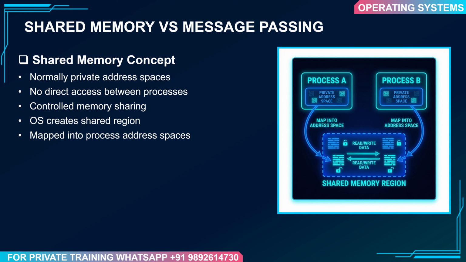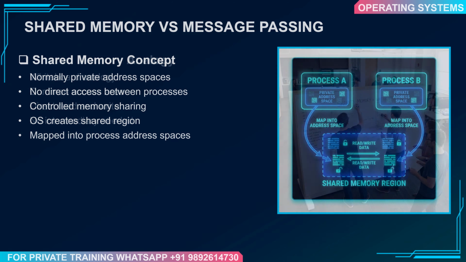Normally, each process has its own private address space. One process cannot directly access the variables or data of another process. Shared memory changes this rule in a controlled way. In shared memory communication, the operating system creates a region of memory that is shared between two or more processes. All participating processes map this region into their address space. Once this is done, they can read and write data in that shared region as if it were their own memory.